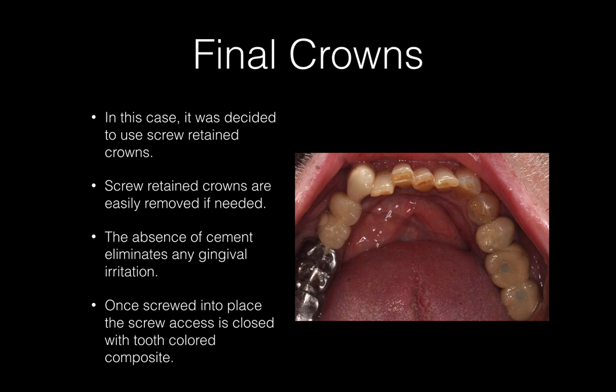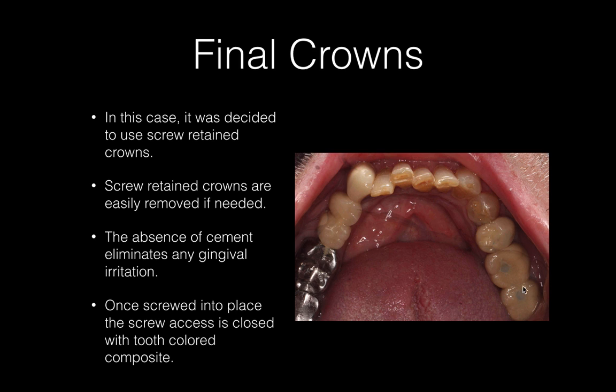Final crowns. In this case, it was decided to use screw-retained crowns. Screw-retained crowns are easily removed if needed, and the absence of cement eliminates any gingival irritation. So just like there was a channel that the abutment screw went through, the abutment and the crown are made in one unit, and the abutment screw goes through the crown and screws the crown down into the implant. Once that has been seated fully, the access is closed with a tooth-colored composite.